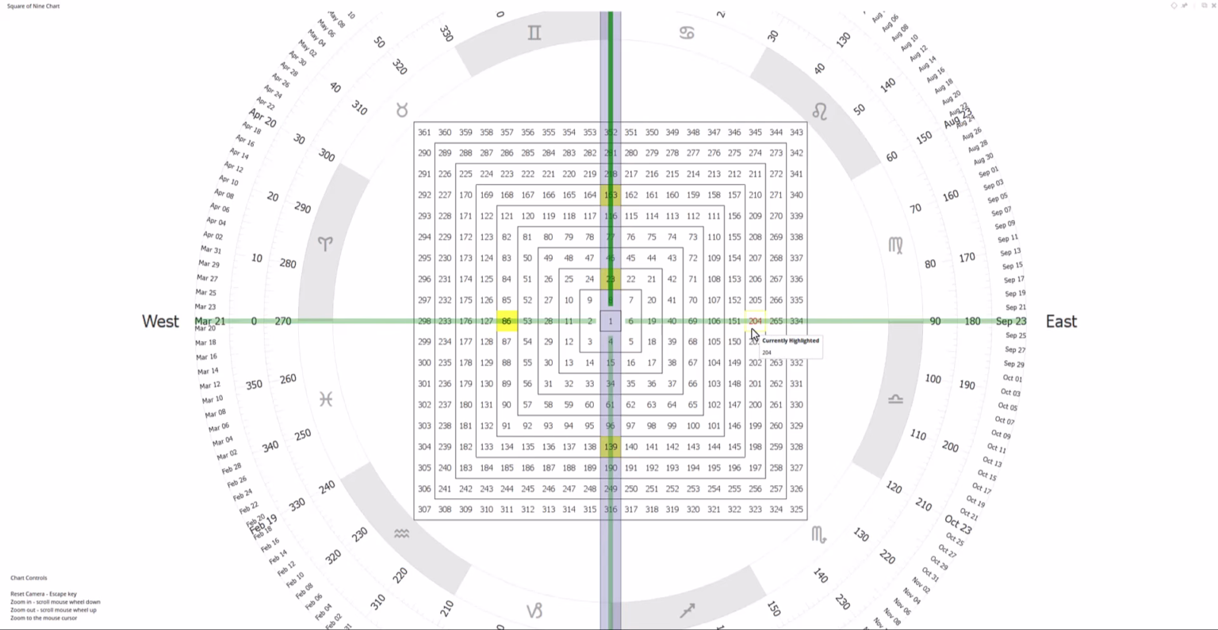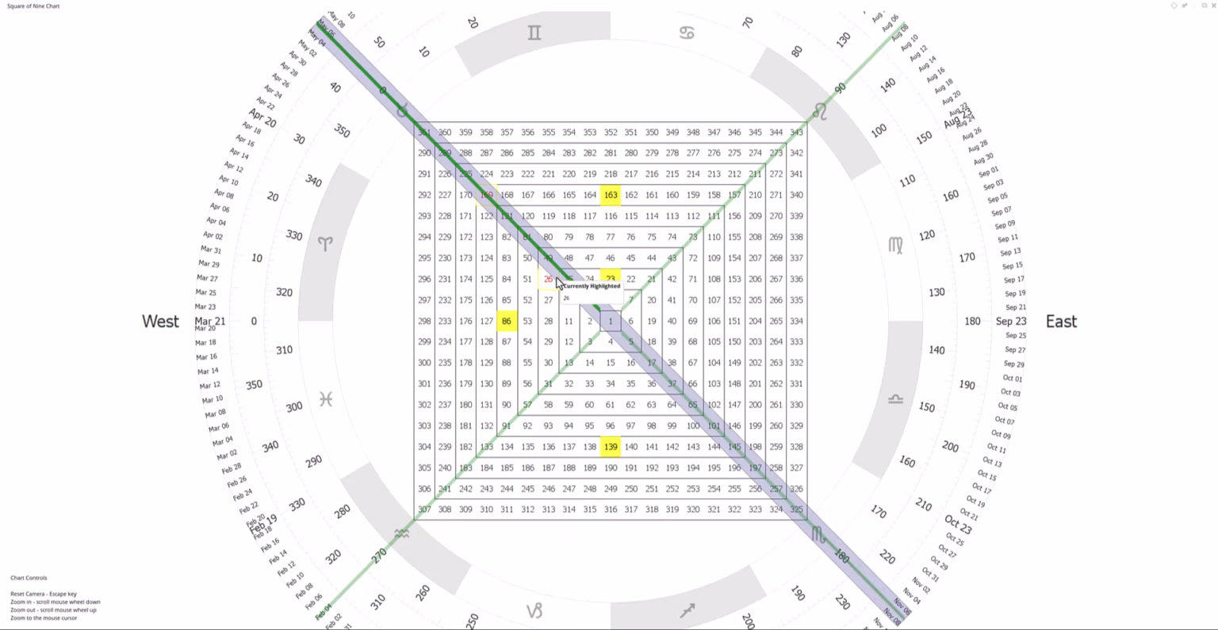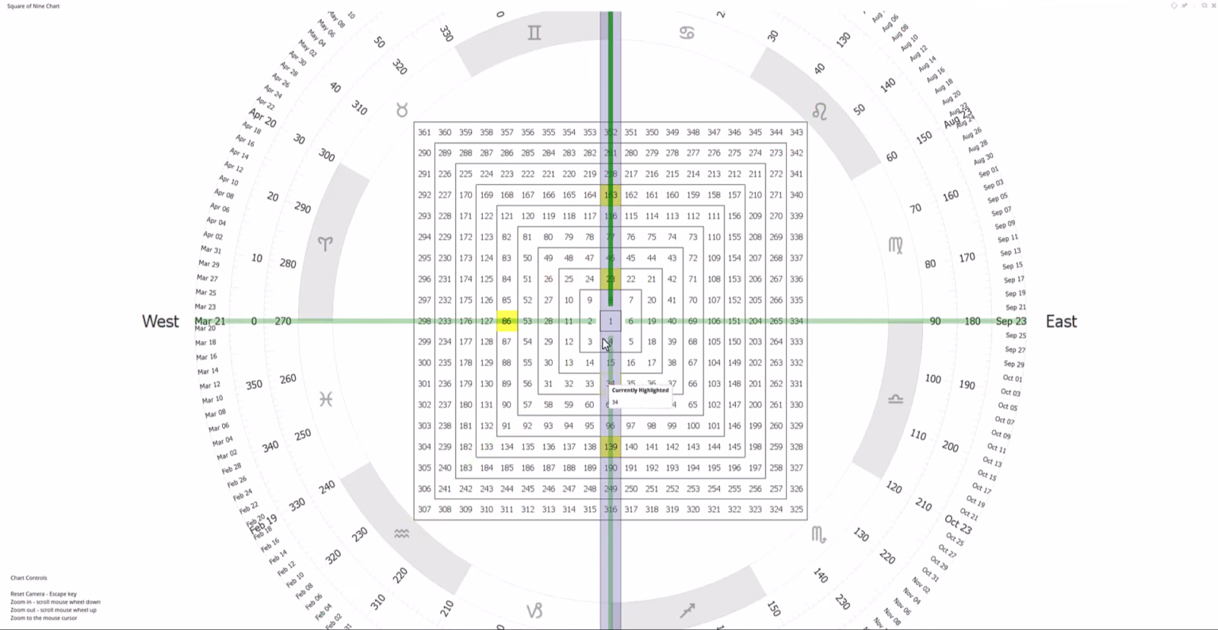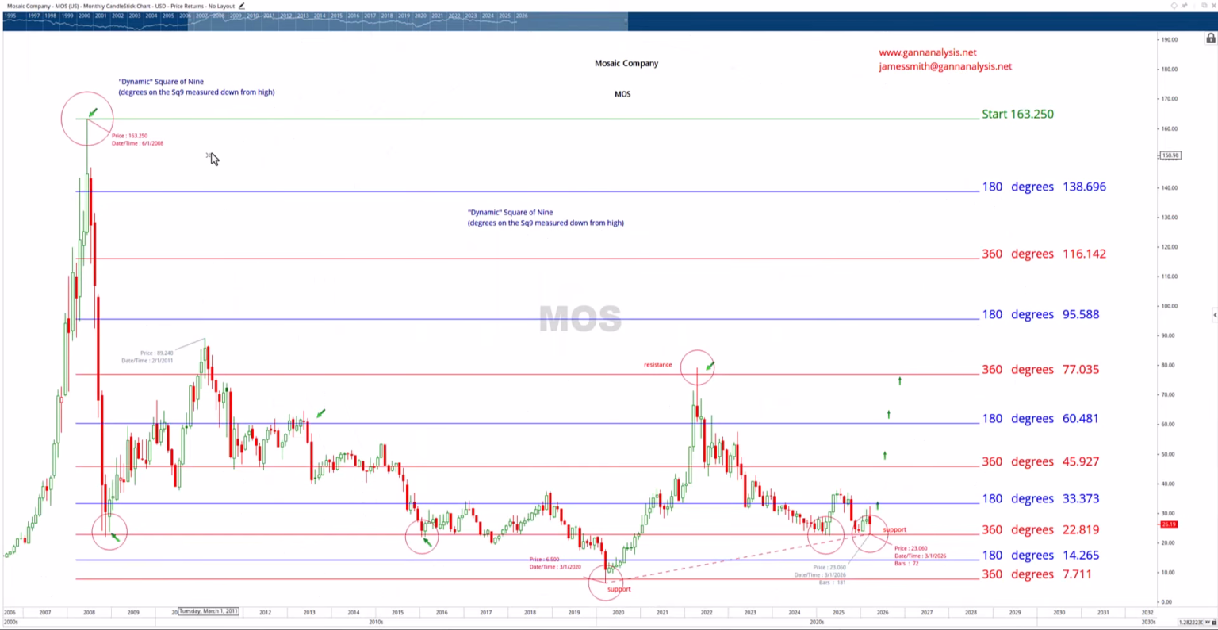And those are always important, but you can also look down from a particular high. I mean, if the high had been 169, we'd be looking at these lines. But it just happened to coincide with a static square of 9 or a cardinal level. So interestingly enough, we have both cardinal level and a dynamic square of 9 for the same chart. So really what you're looking at, it says dynamic square of 9 because we're measuring down from high. You measure up from low or down from high, that's a dynamic square of 9. But it's also a static square of 9.